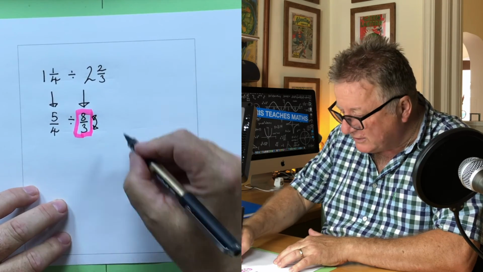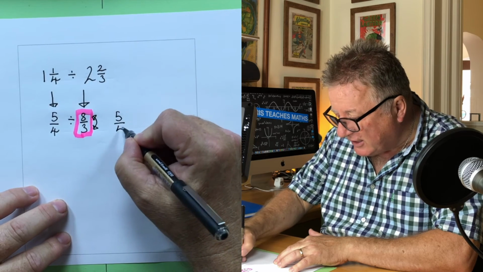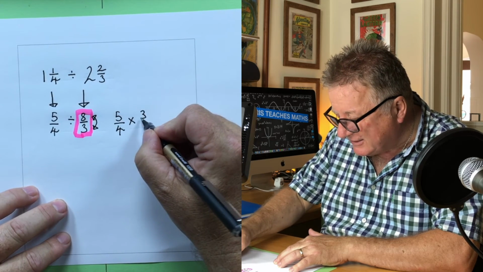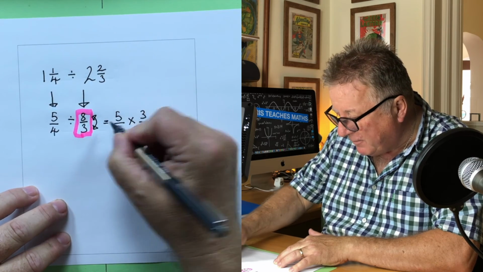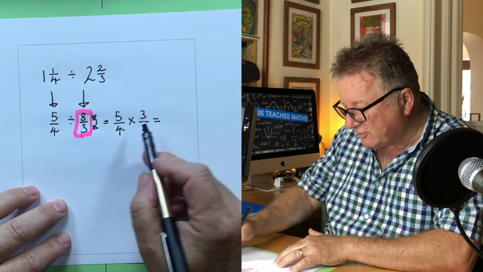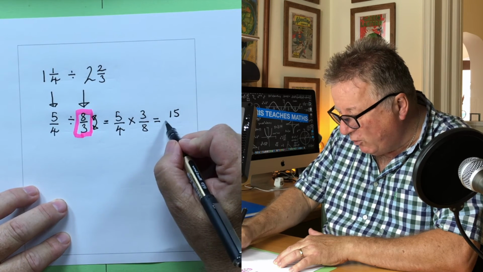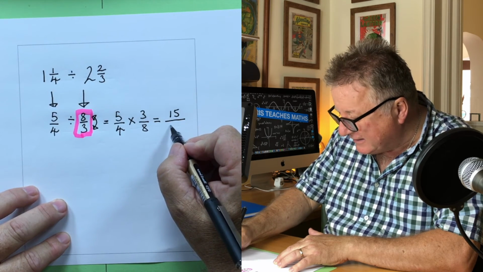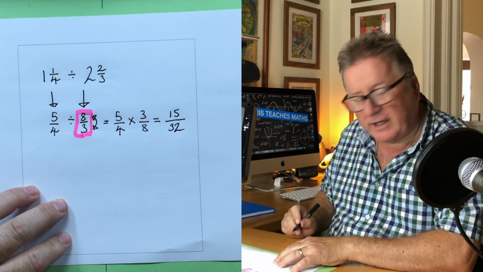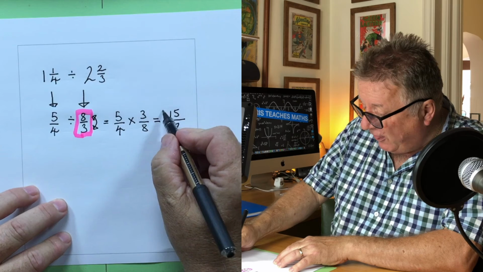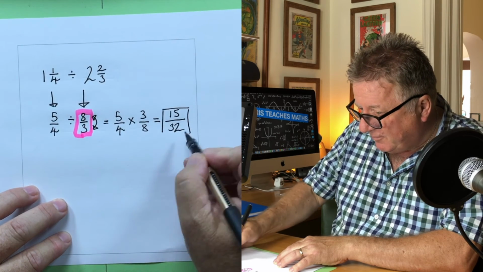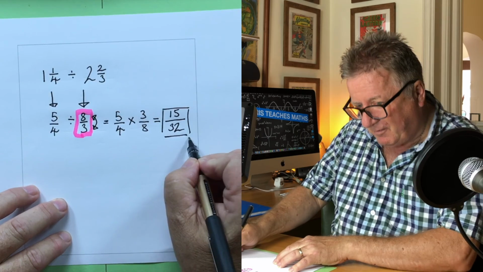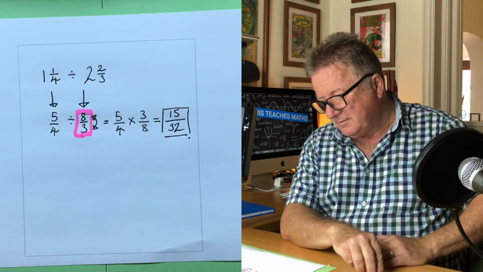Leave the 5 quarters alone, and we're going to change that to multiply and flip it to 3/8, which gives me 5 times 3 is 15, 4 times 8 is 32. Okay, actually that cannot be simplified. That is the answer. And there we have it. So that's division of fractions involving mixed fractions.